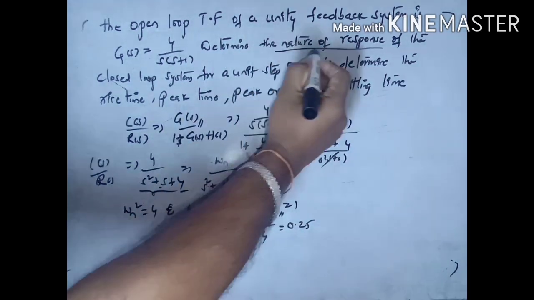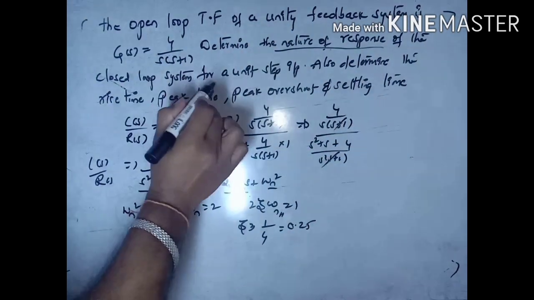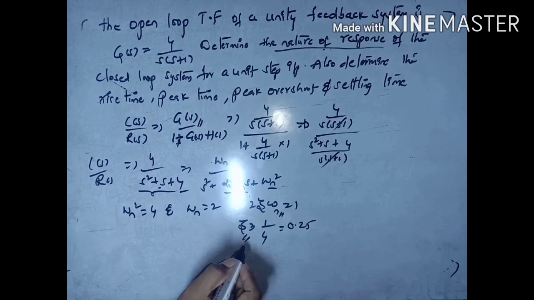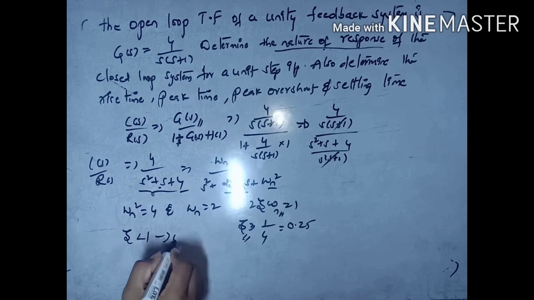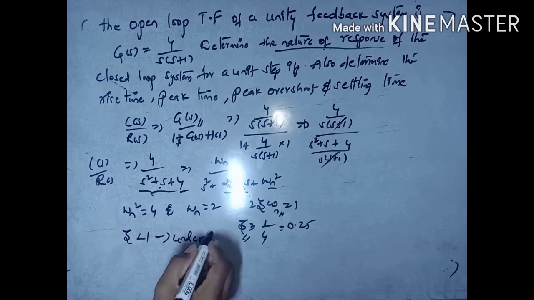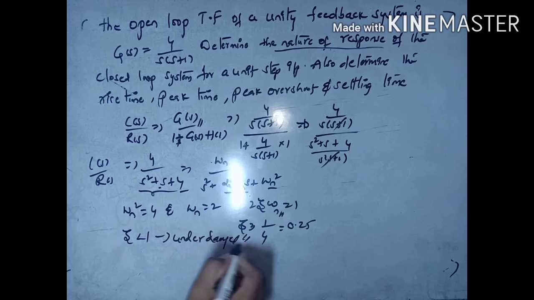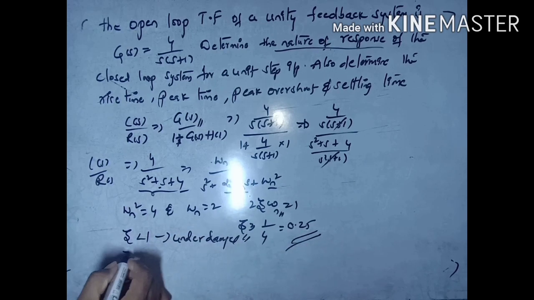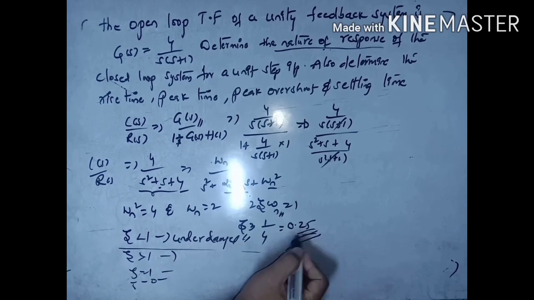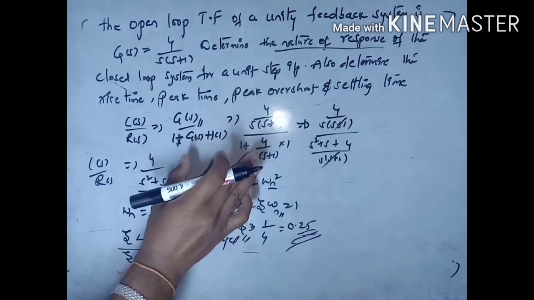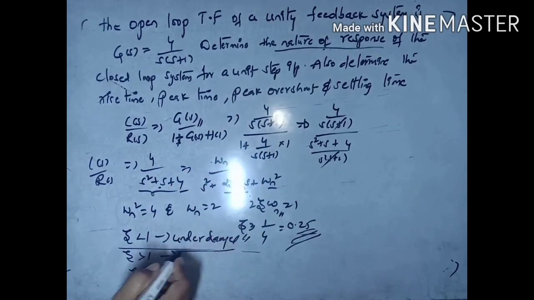So the nature of the response of the closed loop system always depends upon the value of zeta. If zeta is less than 1, it is said to be an underdamped response. If zeta is greater than 1, it is overdamped. Zeta equals 1, it is critically damped. Zeta equals 0, it is undamped. So here zeta is less than 1, so the response for this problem is an underdamped response.